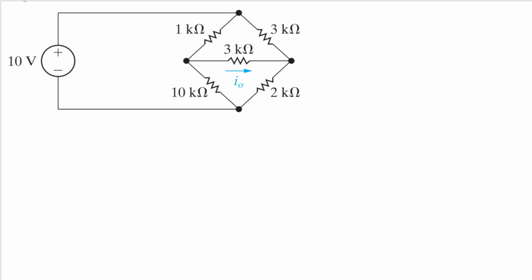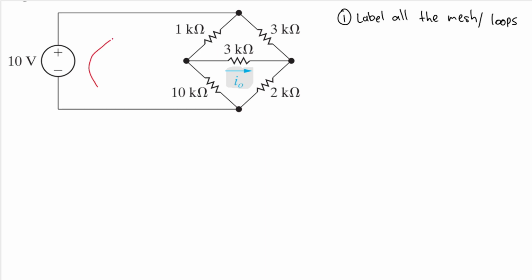Hello, my name is RD, and in this problem here, we are asked to find out I0 using mesh analysis. Okay, so how to do that? The first step will be to label all the meshes or the loops. Here we have 3 loops: 1, 2, 3. Let's draw it so you can see it clearly.